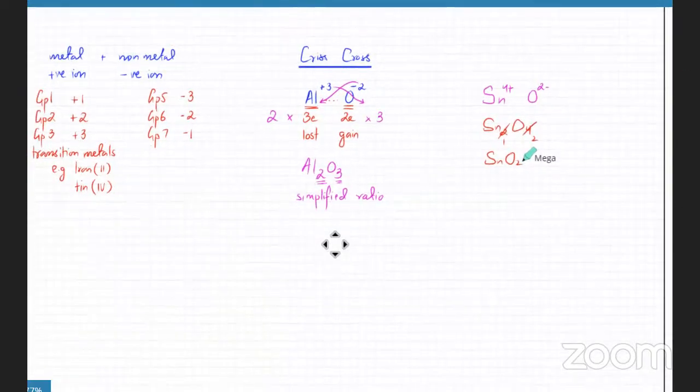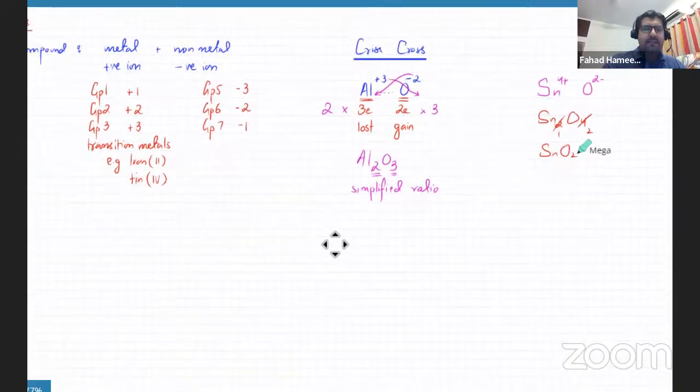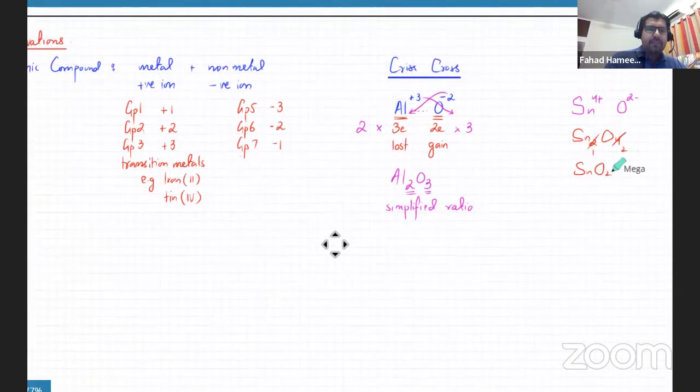So hopefully this is clear to everyone. Remember that you've got positive ions and negative ions. A positive ion and a negative ion attract each other and form an ionic compound. To figure out the formula, you do crisscross, and when you do crisscross, it has to be the simplest ratio. So that is one thing.